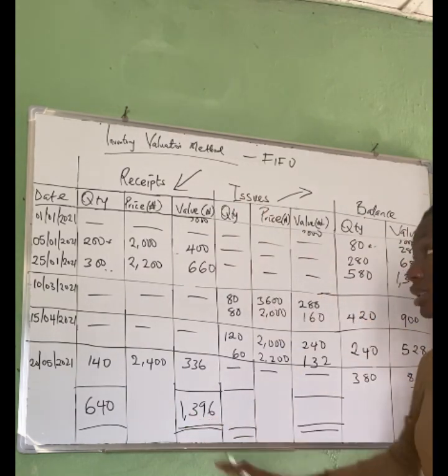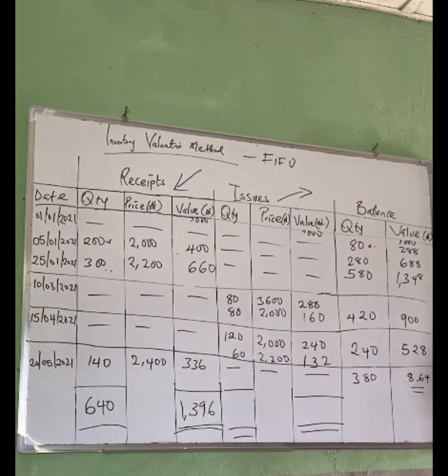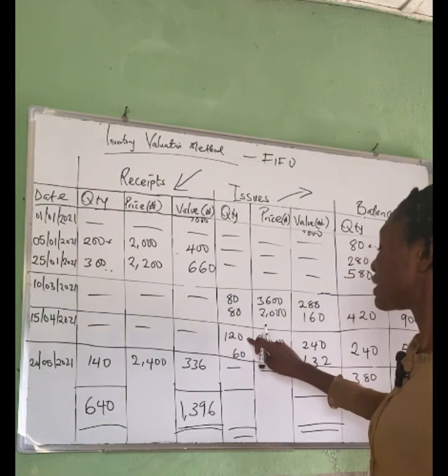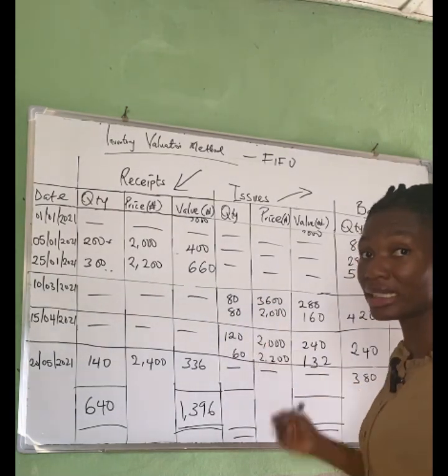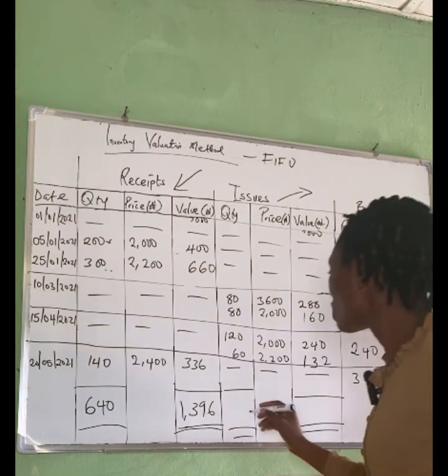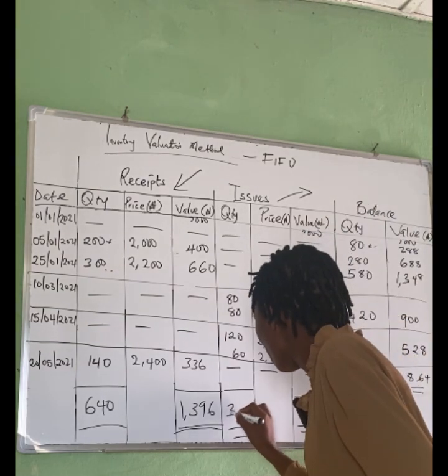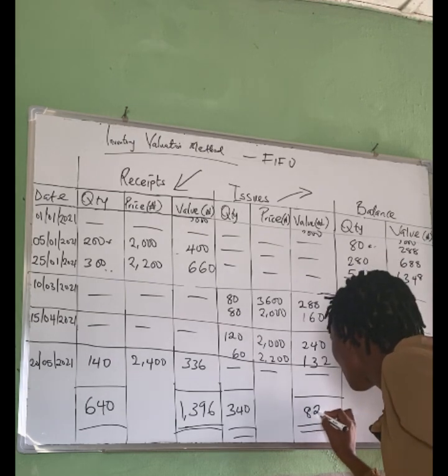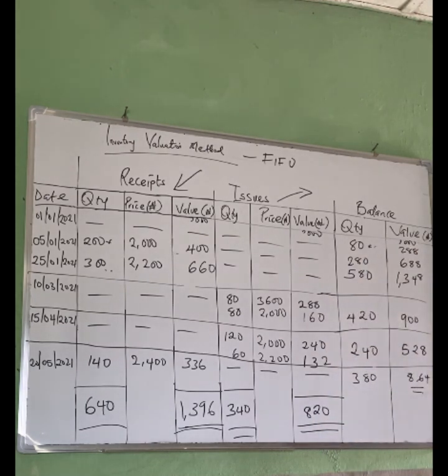So we are using the thousand, all right. Now let's look at the issues. Now for our issue, we are having 160, and then we are still having a sum of 180, okay. That will be giving us 340, and then for the total value under the issues, we are having 820,000, all right, 820,000.